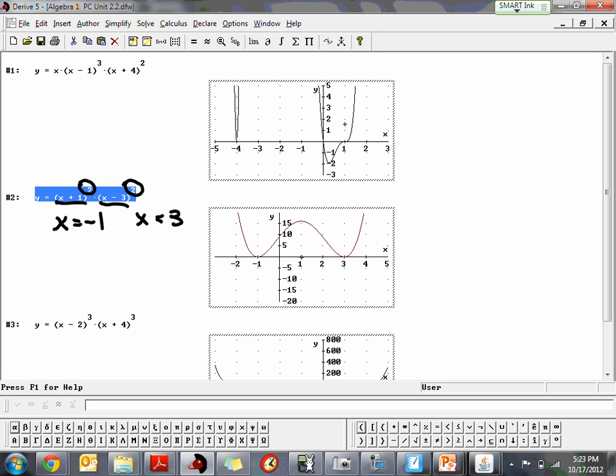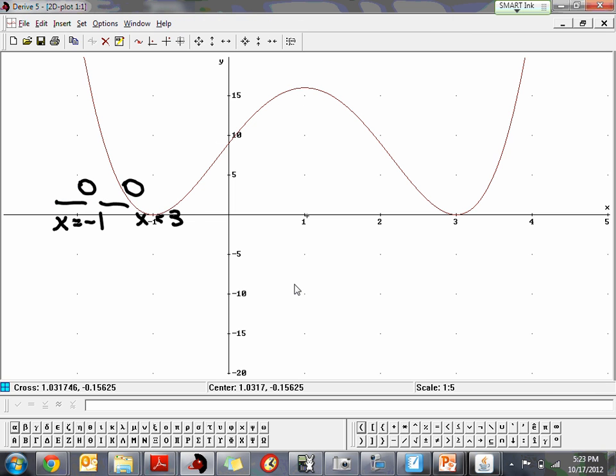And I'll blow that graph up, which I have down below there. Here is our graph. And at the exact locations that we were talking about, we see the graphs are tangent. Okay? Even powers are going to be tangent to the x-axis. Odd powers will be crossing, and sometimes they flatten.